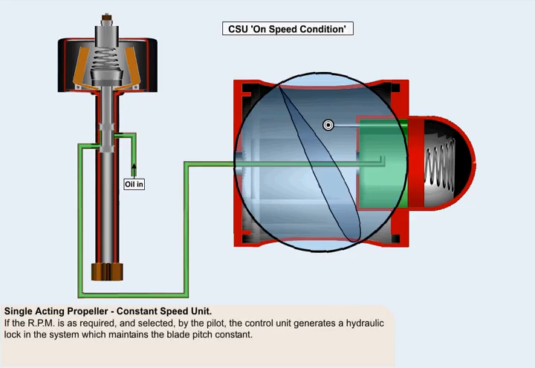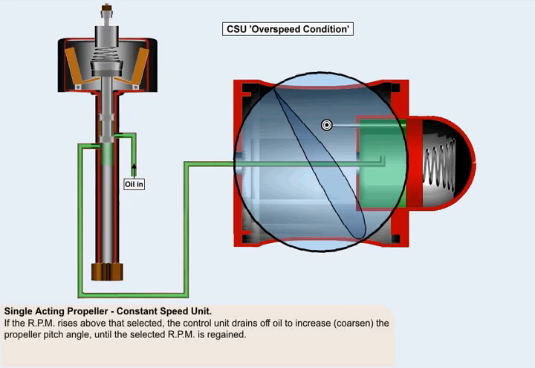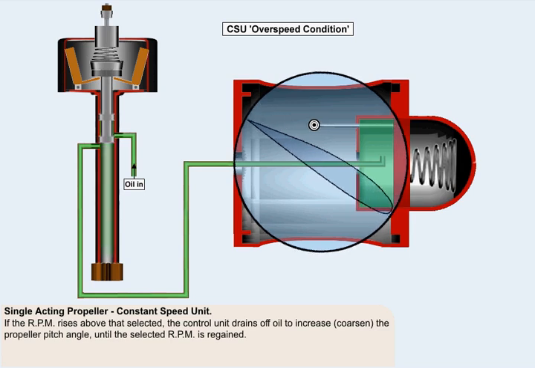If the RPM is as required, in other words the propeller is on speed, then a hydraulic lock is formed in the system, maintaining the blade pitch constant. If the propeller is overspeeding, then the flyweights will be forced outwards by centrifugal force, compressing the speeder spring and allowing the landed valve to move upwards. This will allow oil to drain back into the engine system.